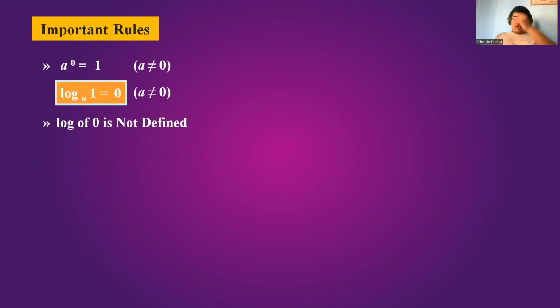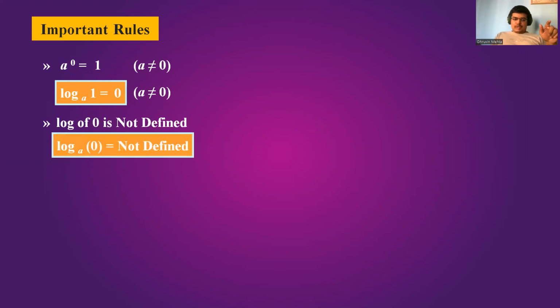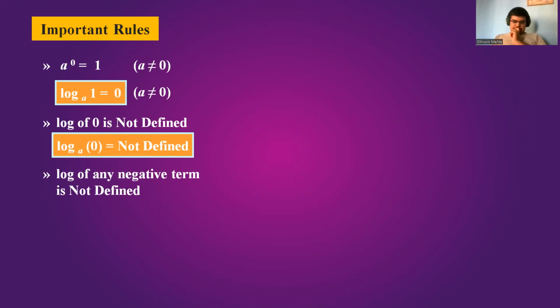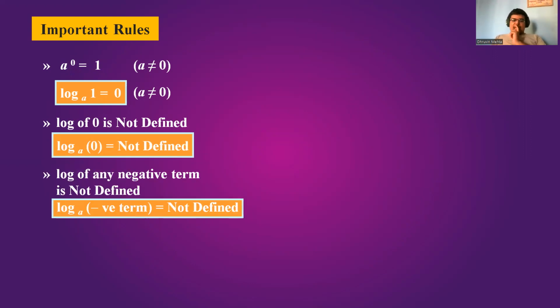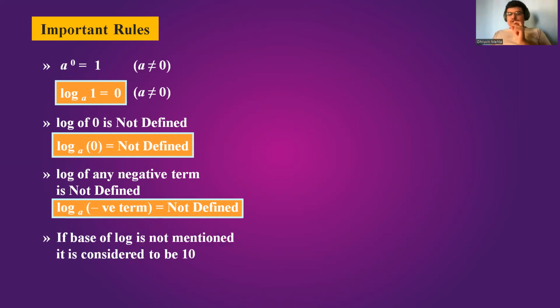Next, log of 0 is always not defined. Remember that. Log of 0 will always be not defined. And log of any negative number is also not defined. Next is, if the base of log is not mentioned, it will be considered to be 10.